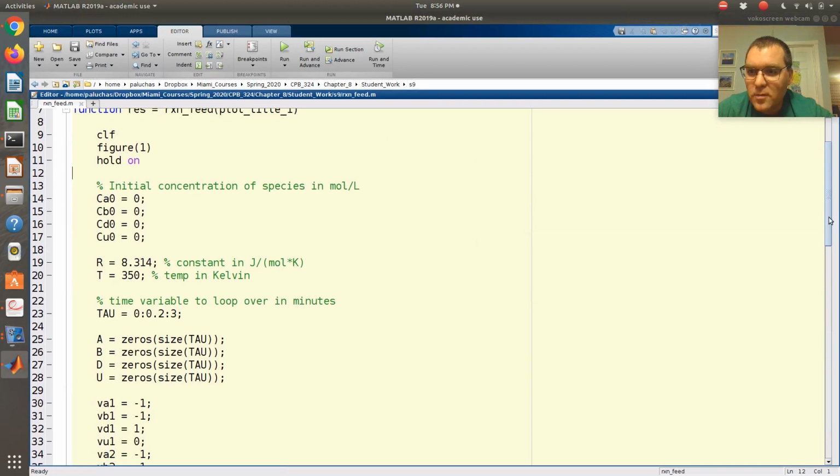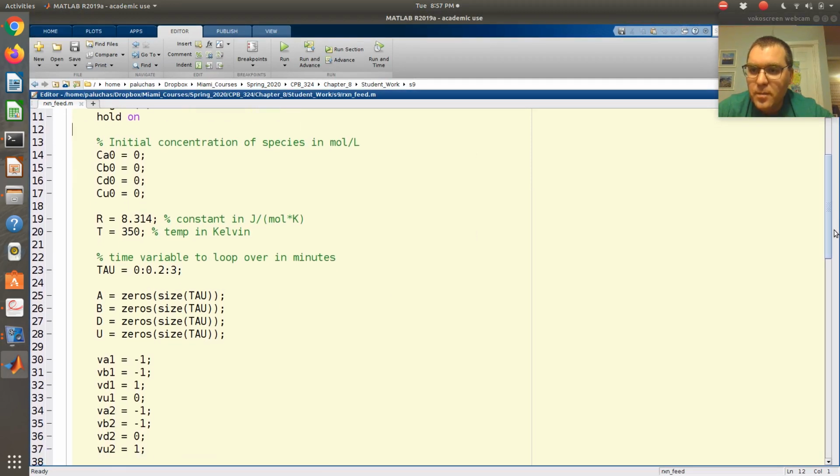So reaction feed. Open up a new figure. So initial concentrations of A, B, D, and U. So we have 0 for all of those. Okay, so one, it doesn't quite seem right. So let's come back to this in a second.